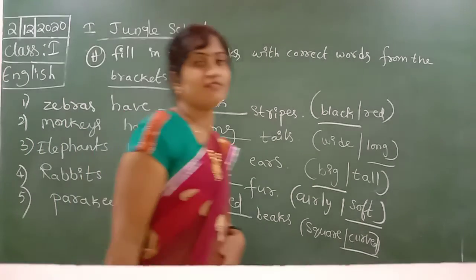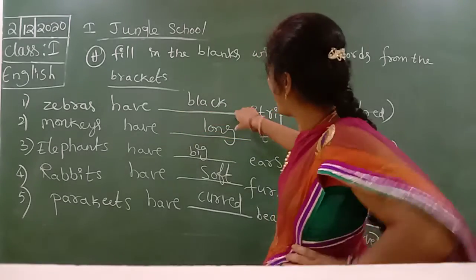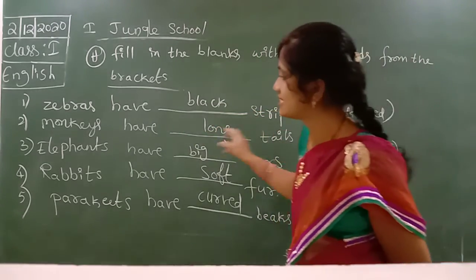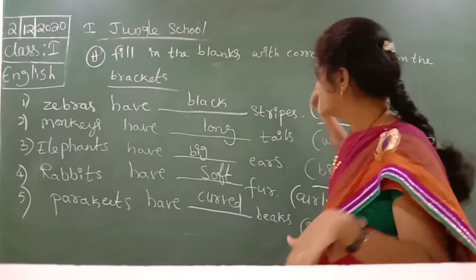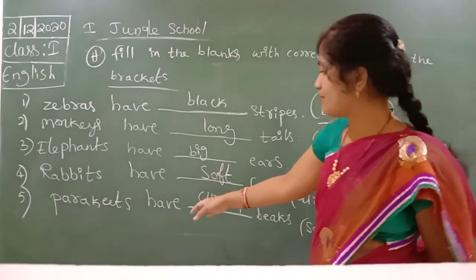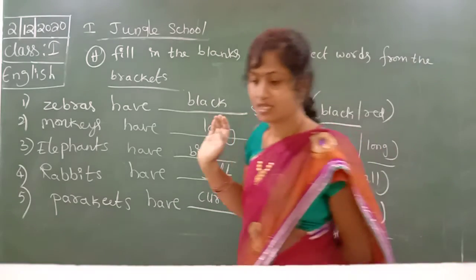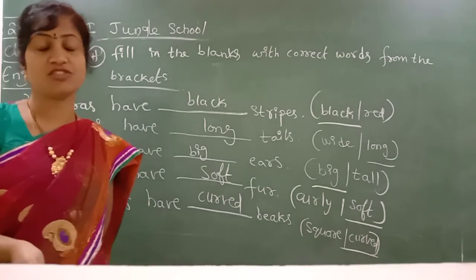Okay? Very easy. You have to find out that zebras have black stripes. Okay, monkeys have long tails, elephants have big ears, okay, next rabbits have soft fur, next parrots have curved beaks, okay, enough. You have to learn these bits, tomorrow we'll continue.